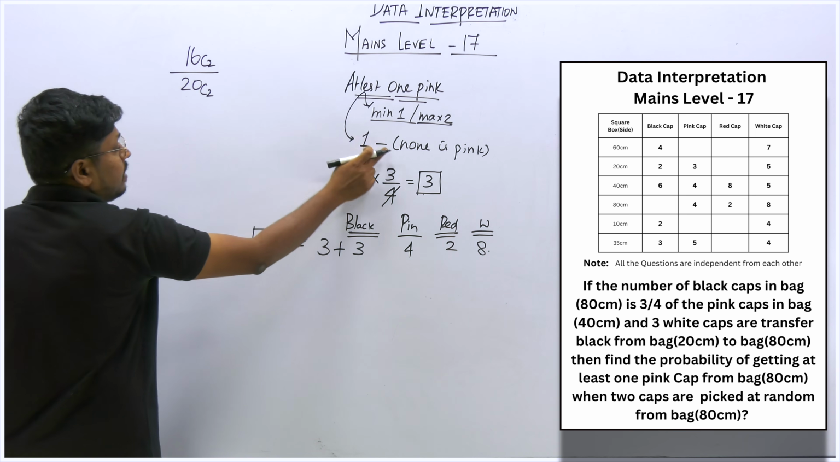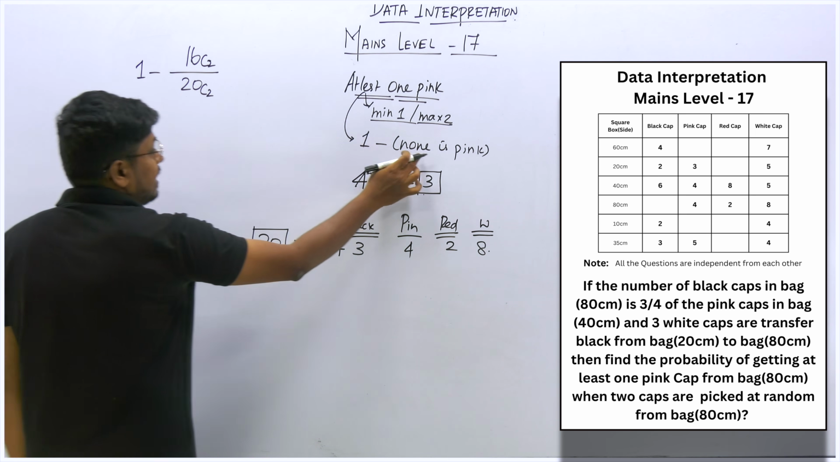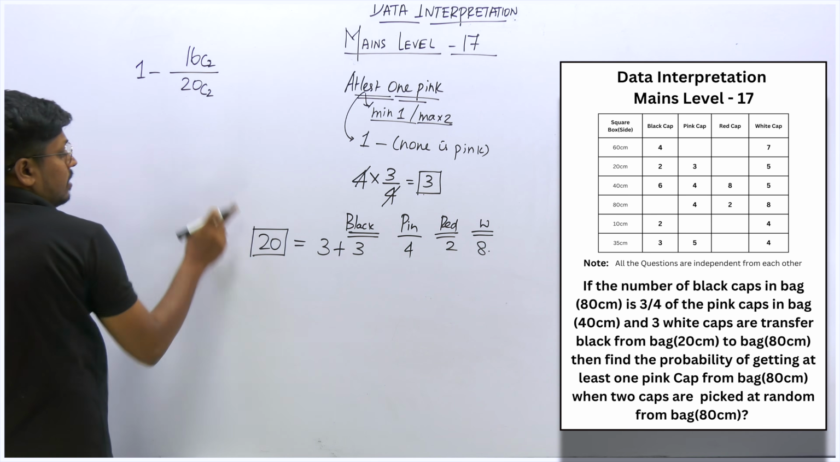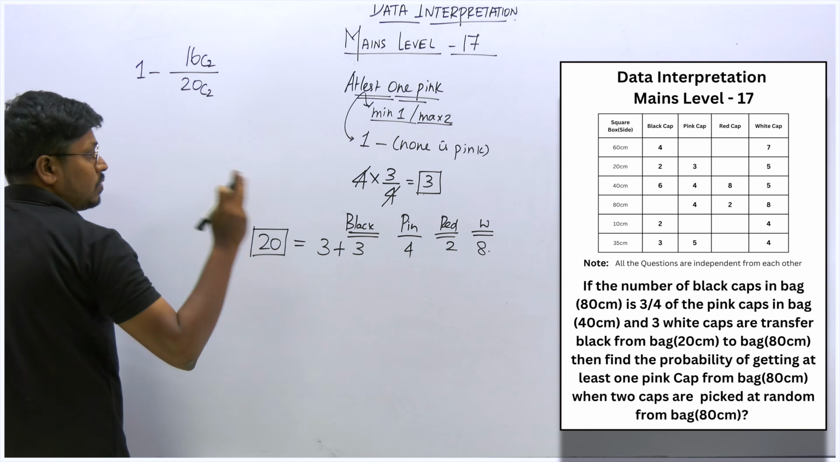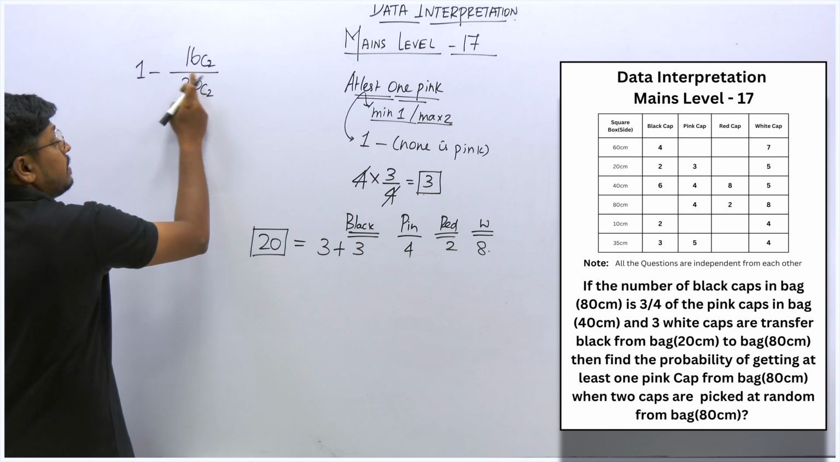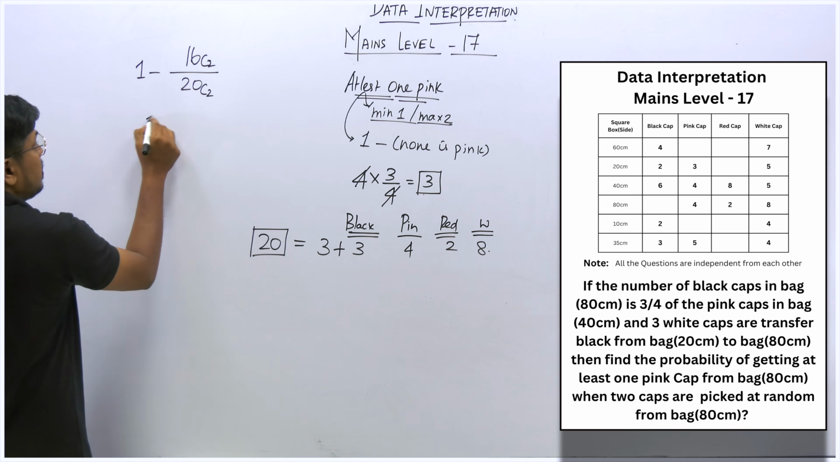What I am doing is solving the question by this method. From a total of 1, I am eliminating none is pink, so the resultant will be at least one is pink, right? So divided by the total number of caps, and we are taking 2 caps at random. So 20C2 will be the total outcome, and the possible outcome will be 16C2. So now we can solve it.